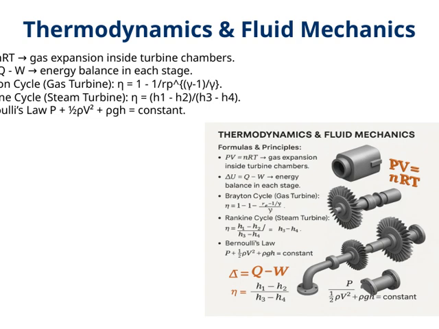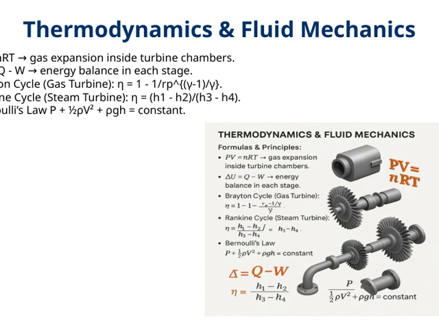Next, there's the energy balance equation. Delta U equals Q minus W. This helps us understand how energy is conserved at each stage of a turbine cycle, and how heat added or removed translates into changes in internal energy and work done.